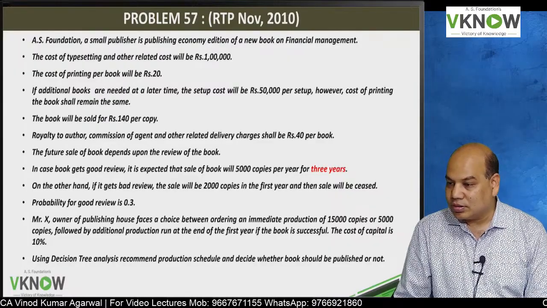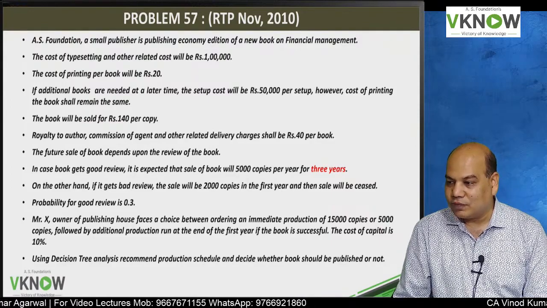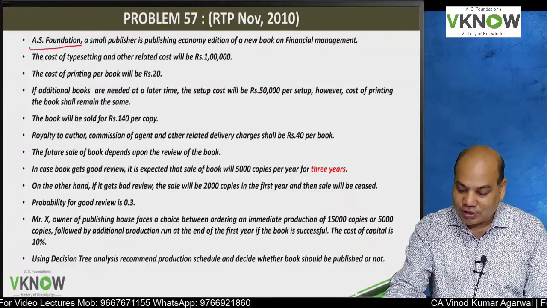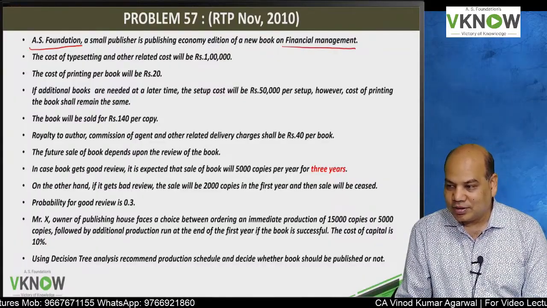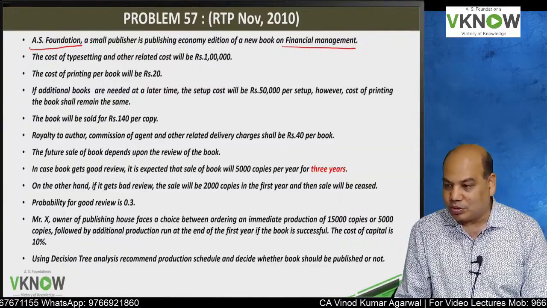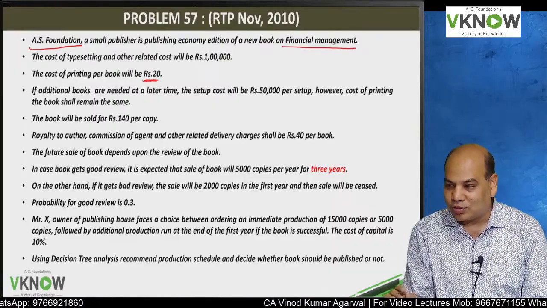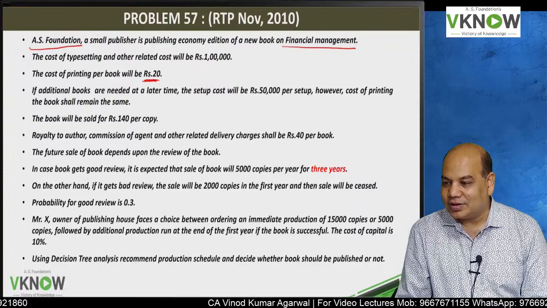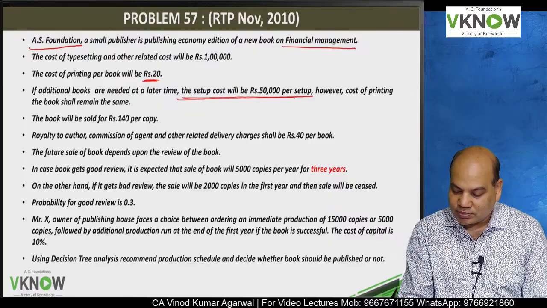AS Foundation, a small publisher, is publishing economy edition of a new book on financial management. Wow! Question is very appropriately drafted. The cost of typesetting and other related cost will be 1 lakh. The cost of printing per book will be 20 rupees. Don't think the book that you are getting is 20 rupees. Nowadays it costs a lot. Then if additional books are needed at a later time, the setup cost will be 50,000 per setup.